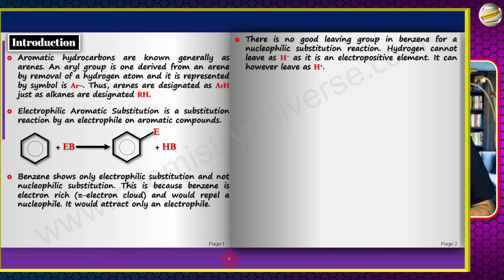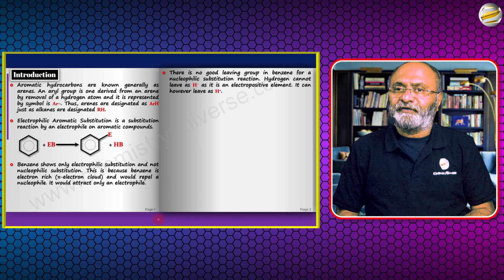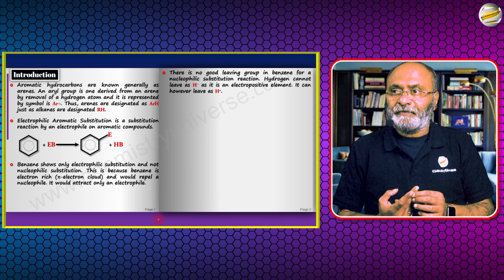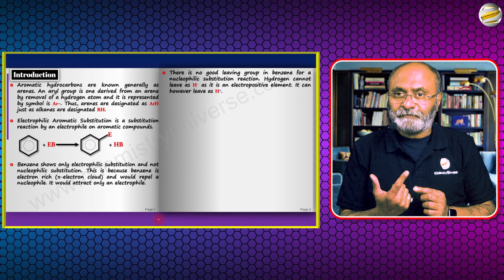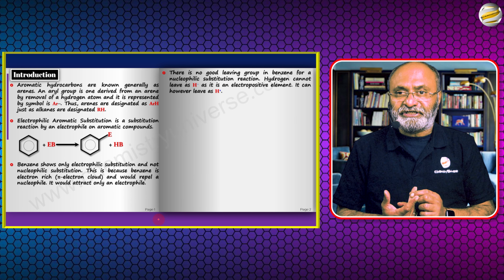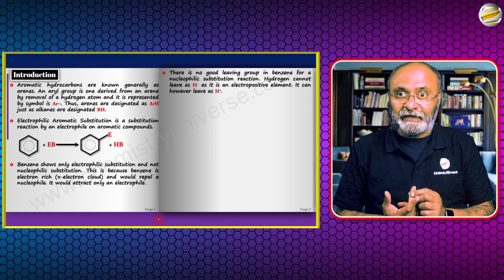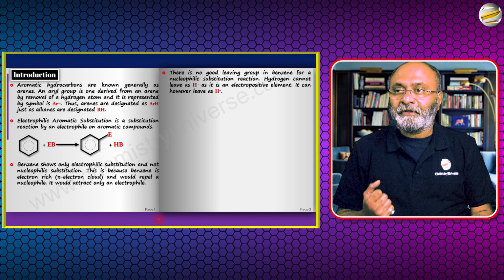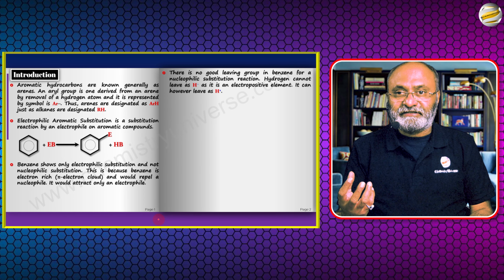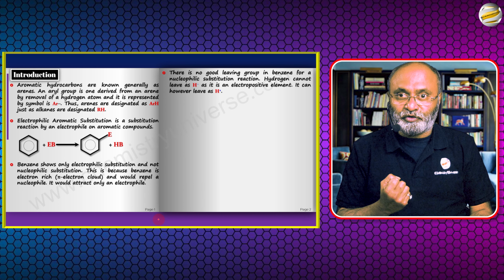So it's pretty simple to understand. Why does it show only electrophilic? Two reasons. One, being electron rich, there is a pi electron cloud above and below the plane of the benzene ring. This pi electron cloud would make benzene electron rich, make it behave as a nucleophile. So what would it attract? Obviously an electrophile. So that is the reason why electrophiles come and nucleophiles don't come.